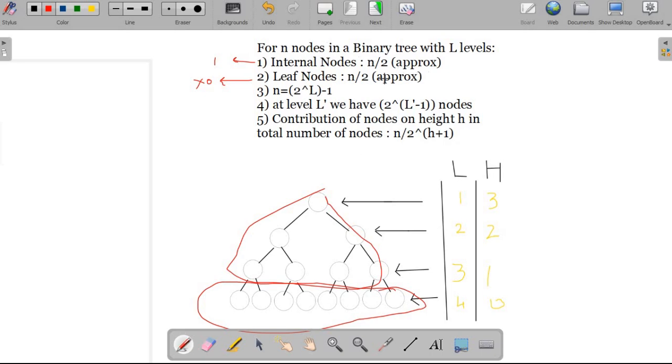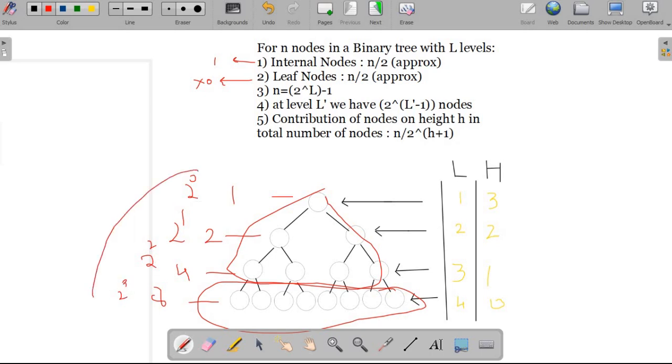So approximately half of the nodes in a binary tree are internal nodes and half of them are leaf nodes. Now let's see how. Over here we can see that we have just one node. In the second level we have 2 nodes, in the third level we have 4 nodes, and in the fourth level we have 8 nodes. This is 2 to the power 0, this is 2 to the power 1, this is 2 to the power 2, and this is 2 to the power 3.